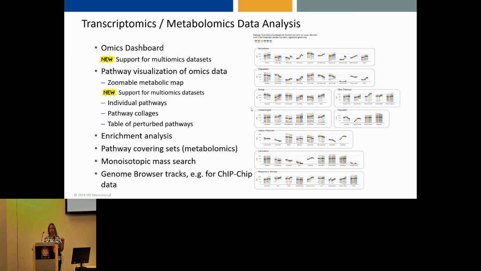We've recently added support for multi-omics data sets to this tool. We also offer a variety of ways to map omics data onto our pathway visualizations, whether that's on individual pathways or our customized collections of pathways, or on the entire metabolic network. We offer several different kinds of enrichment analysis, both through our omics dashboard and through our smart tables, which I'll also describe again in a few minutes. And we have some other things too.